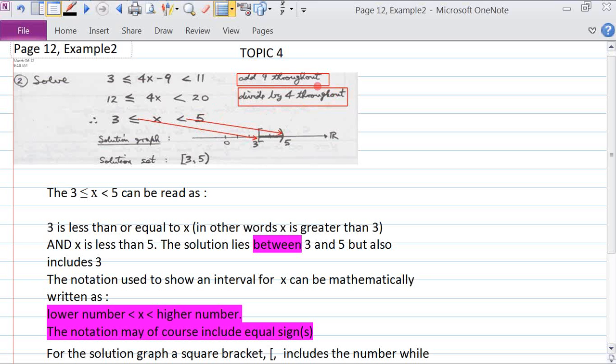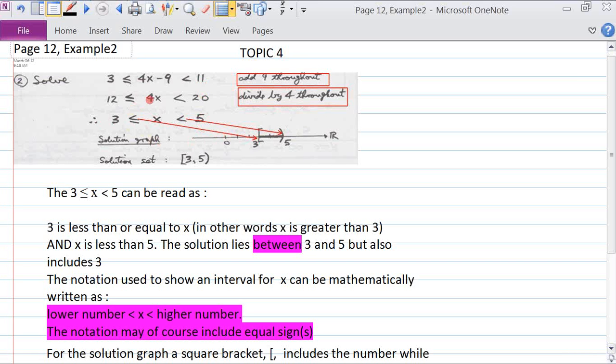So we want x by itself. So I don't want this minus 9 here. So I'm going to add 9 to this part right here. And if I add 9 to this, I get 12. I have to add 9 to this to get 20. This way I just have 4x. So I'm adding 9 to this, I'm adding 9 to this, I'm adding 9 to that. So the inequality should still hold true.